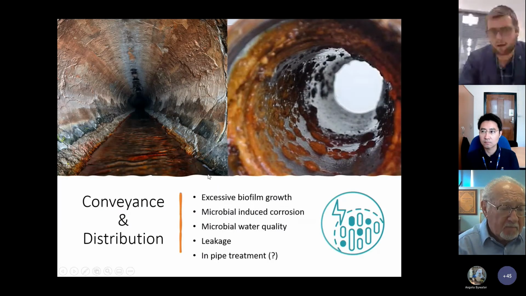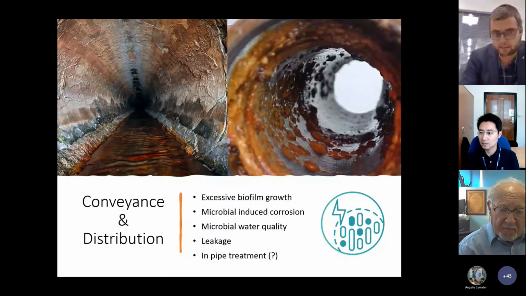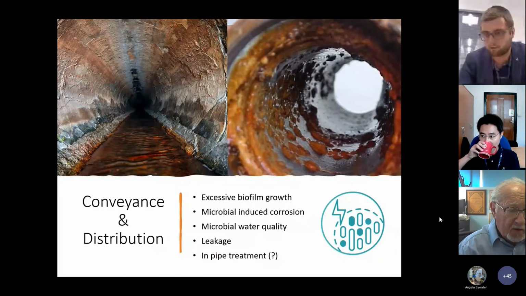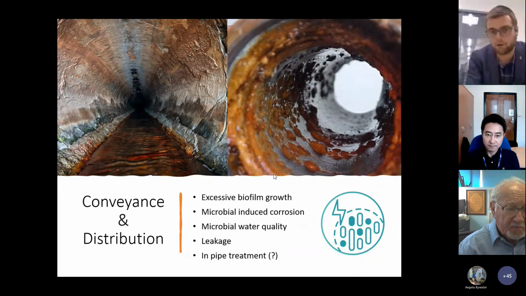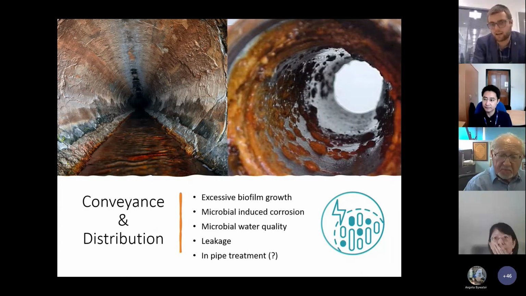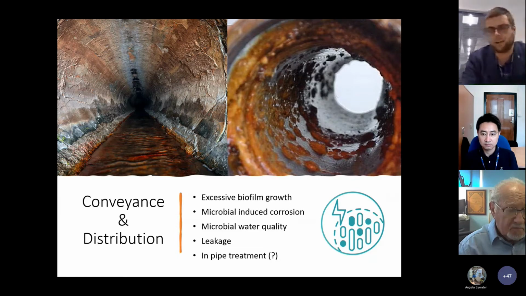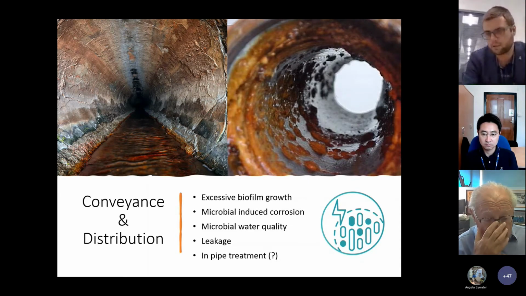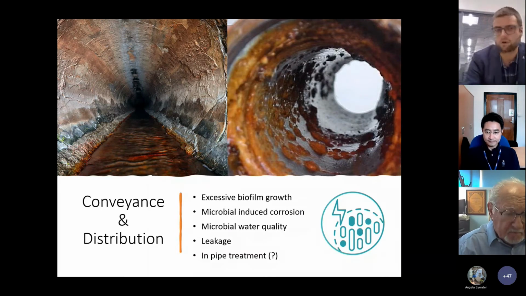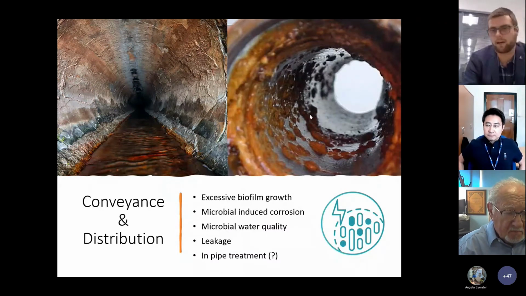So why might we want to do this? Well, we've got two images here. We've got a corroding sewer, so we've got an aging asset base. We get excessive biofilm growth, which might lead to things like microbial induced corrosion, poor microbial water quality through leakage. But there's also opportunity to not just manage this, but also engineer this through things like in-pipe treatment. And certainly that's an emerging area within drinking water distribution, but also sewage conveyance systems. So we've got opportunities here to help manage and engineer these systems.